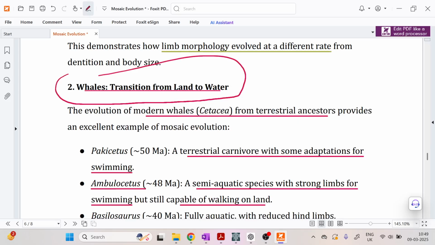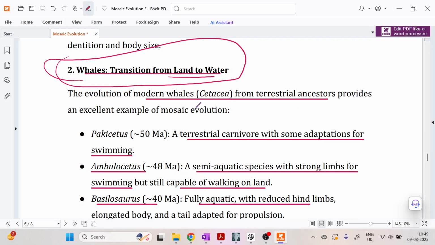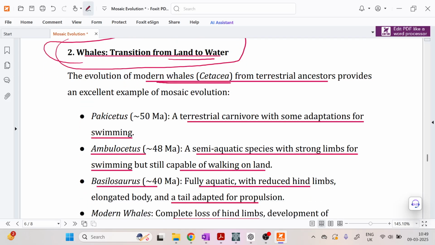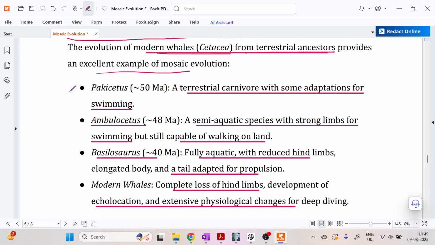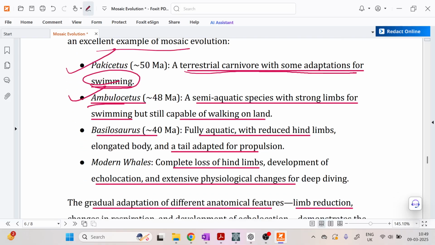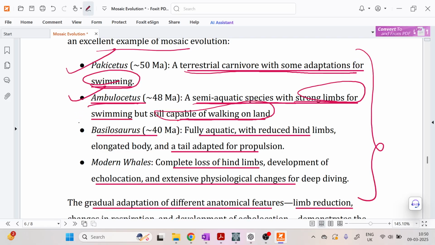Now the second example, whales that transition from land to water. So the evolution of modern whales, cetacea, from terrestrial ancestor, it provides an excellent example. First, Pakicetus, a terrestrial carnivore with some adaptation for swimming. The second in step was Ambulocetus, a small semi-aquatic species with a strong limb for swimming but still capable of walking on land. So यहाँ पे जो amphibian characteristic है, you can see how they evolved.